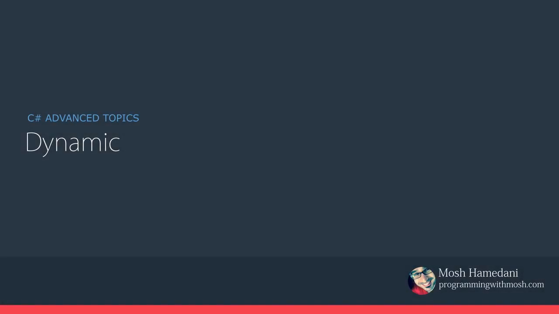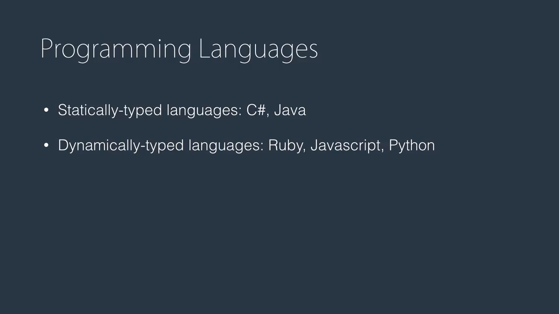Okay, dynamics. Dynamics is one of the features of C Sharp that sometimes confuses some developers, but it's actually pretty easy. Let me give you some background information. Programming languages are divided into two types: statically typed languages and dynamically typed languages. Or in short, we can say static languages or dynamic languages. Examples of static languages are C Sharp and Java. Dynamic languages are like Ruby, JavaScript, Python, and so on.